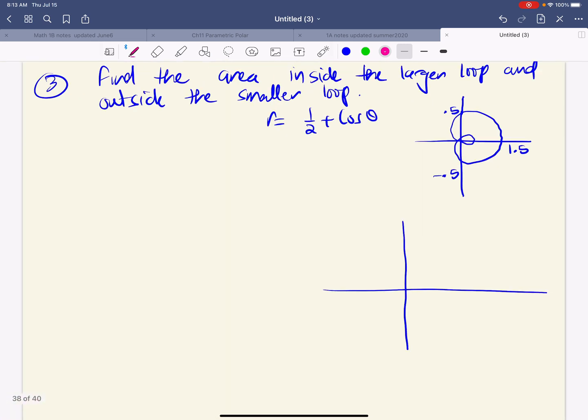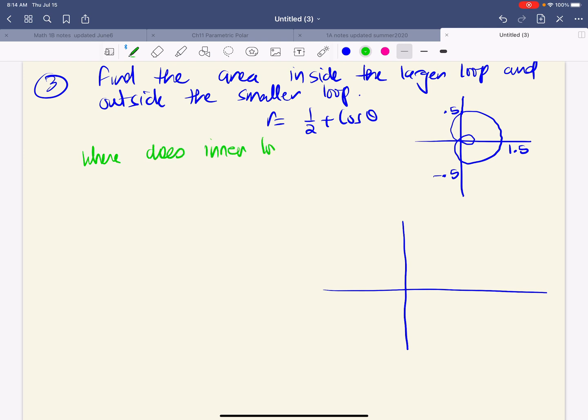Find the area inside the larger loop and outside the smaller loop. So this is the question where I need to think about where the inner loop starts and ends, and how the outer loop gets traced. It might be helpful to pick several values of theta, make a table, and graph this curve to see where you start and where you end. So let's find where the inner loop starts and ends. I do need that information also.